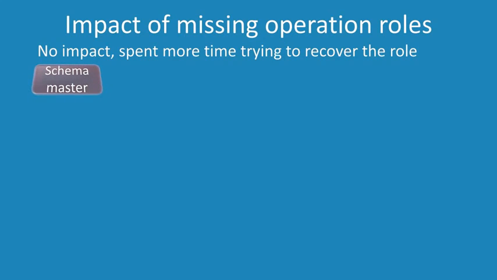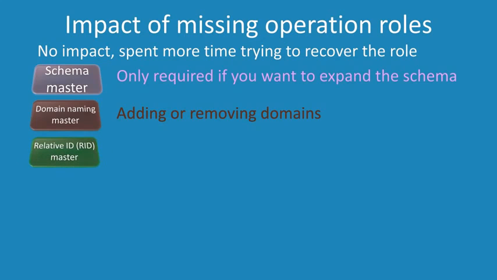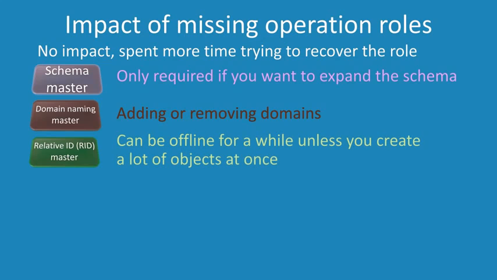First, you have the schema master. If you are not planning on making any changes to the schema, this role can be offline indefinitely. The next operational master role, domain name master, is only required if adding or removing domains. If you are not adding or removing domains, this operational master role can be offline indefinitely. The RID master can be down for a period of time and should not be missed. If you are not creating lots of objects in Active Directory, it could be down for an extended period without impacting the operation of your organization.